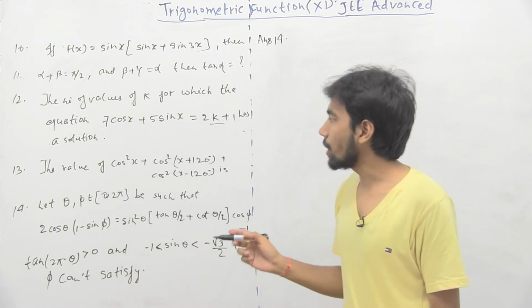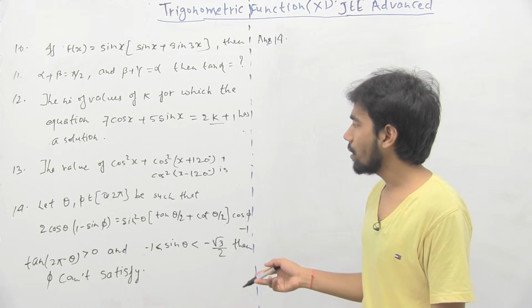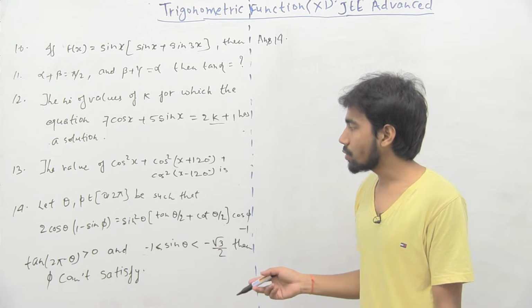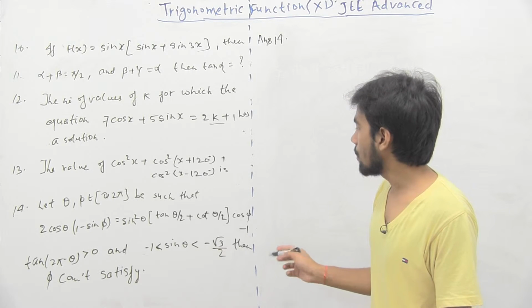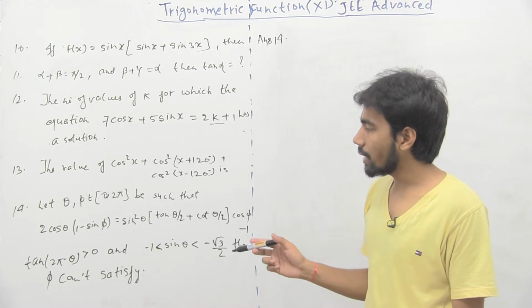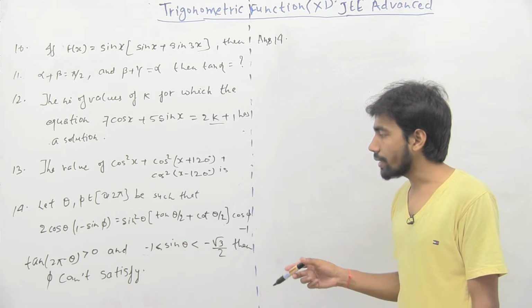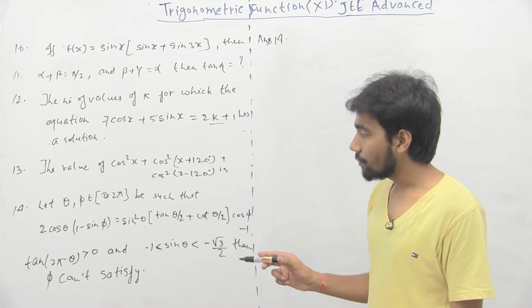Now see question number 14. Theta and phi belong to 0 to 2 pi, such that 2 cos theta into (1 minus sin phi) equals sin square theta into (tan of theta by 2 plus cot of theta by 2) into cos phi minus 1. Further it is given that tan(2 pi minus theta) is greater than 0 and minus 1 is less than sin theta, which is less than minus root 3 by 2.